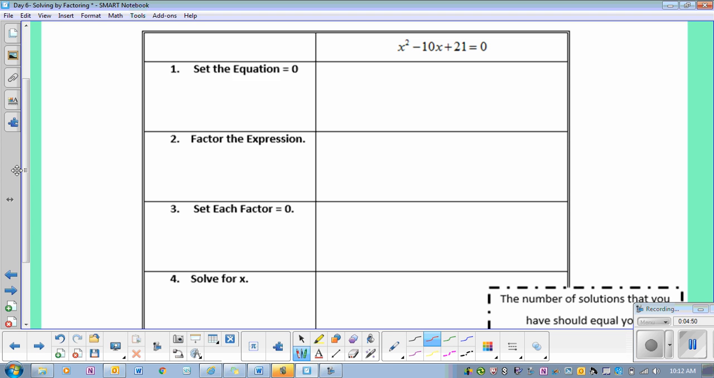First thing you need to do is make sure your equation is equal to 0. Is that one already equal to 0? Yes. Okay, so we'll just copy that one over. X squared minus 10x plus 21 equals 0. Already set equal to 0.